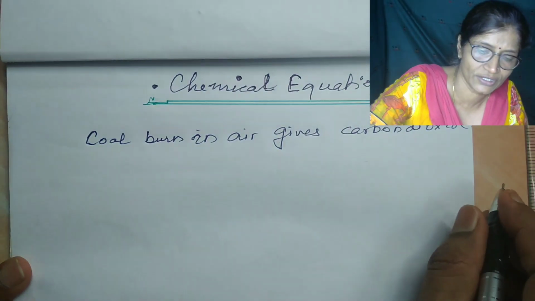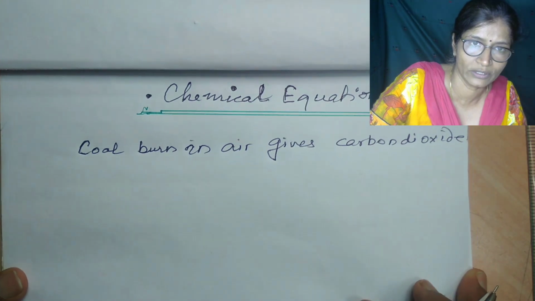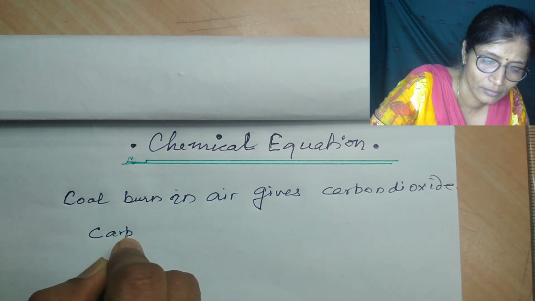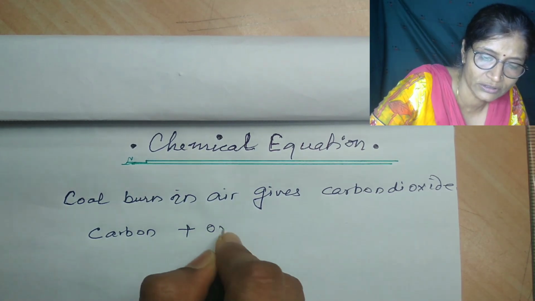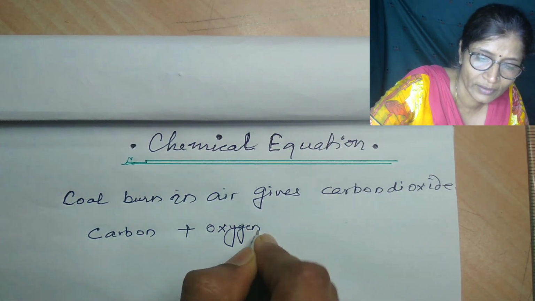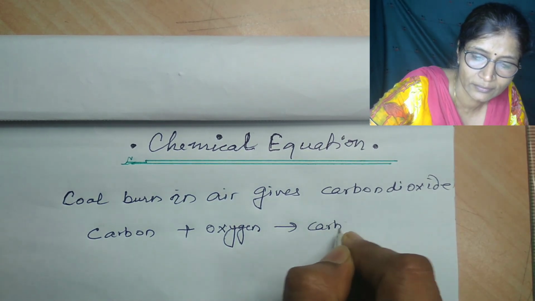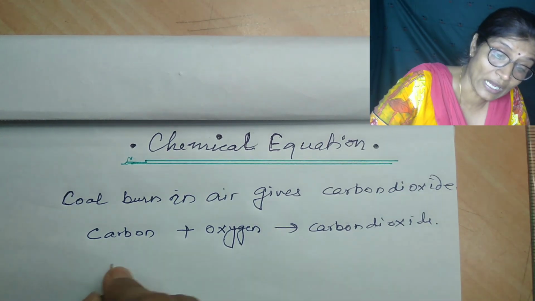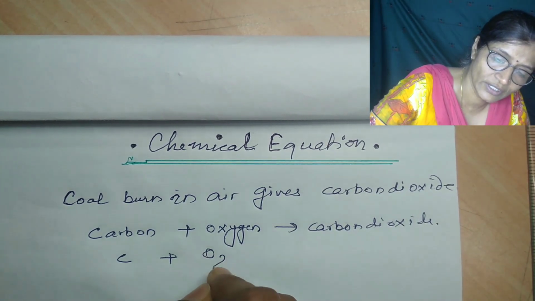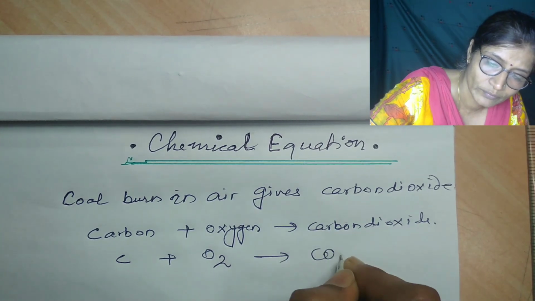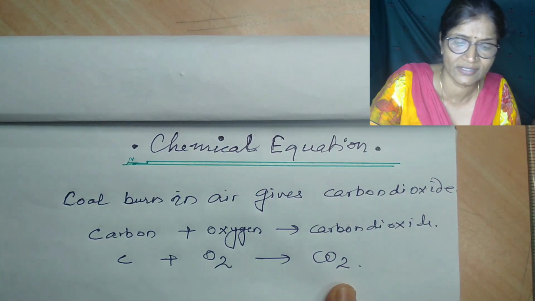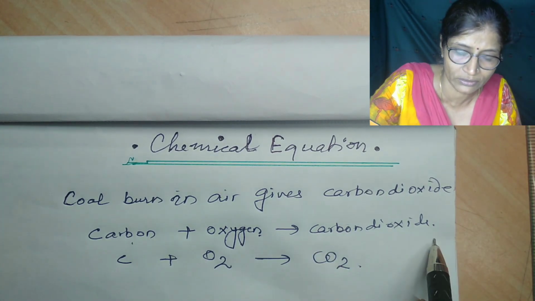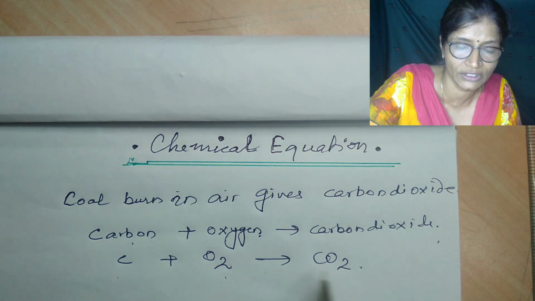So this is the reaction, and how will I write this? Carbon plus oxygen gives carbon dioxide. So carbon reacts with oxygen. If I write in this form, this is the chemical equation for this reaction: carbon reacts with oxygen gives carbon dioxide. C plus O2 gives CO2.